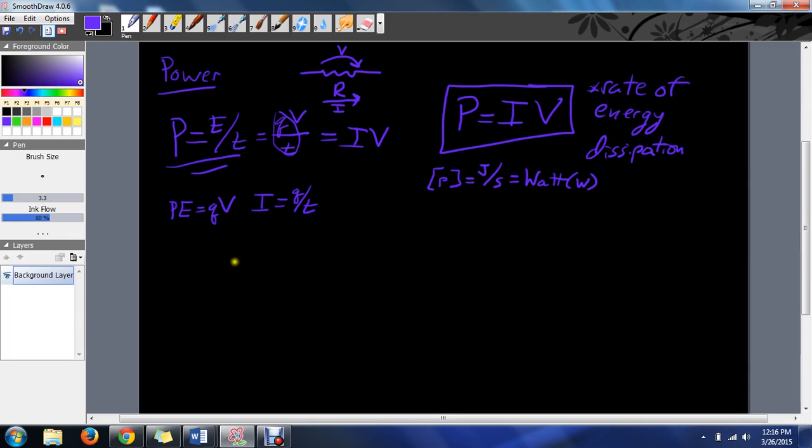So let's do some examples. So example number 1, let's say we have two resistors hooked up to a battery. And one of them is resistance R, the other is resistance 2R. Let's say they're both light bulbs. Which is brightest?